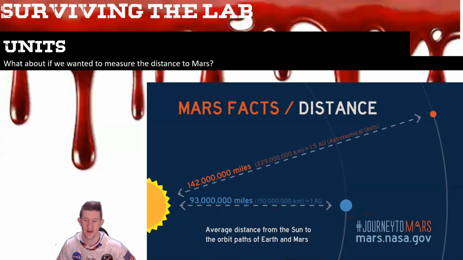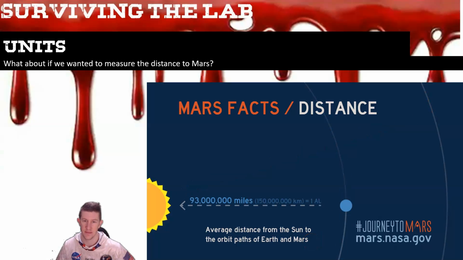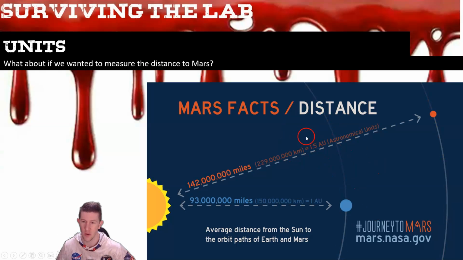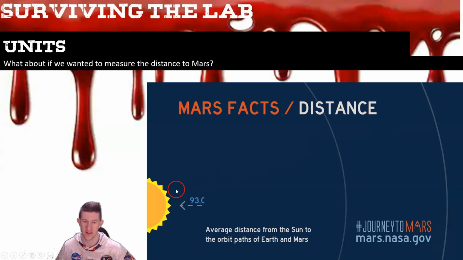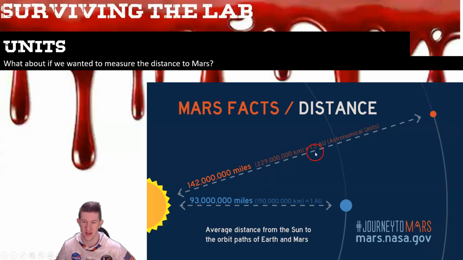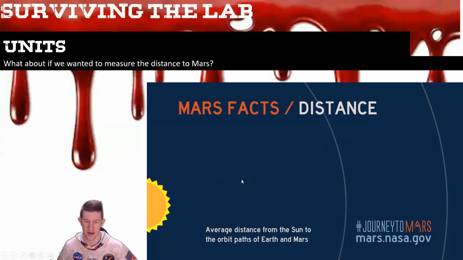So just as a side note, a fun fact is that the distance from the Sun to Mars is 142 million miles, or for us that use proper units, metric, it's 229 million kilometers. So here you can see this other unit, and they call it the AU, 1.5 AU, and an AU is just the distance from Earth to the Sun. So it's 1.5 times the distance from Earth to the Sun to get to Mars. So it's a very, very long way.